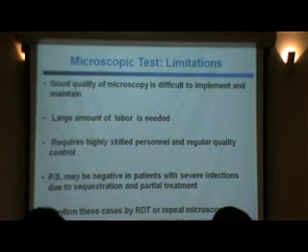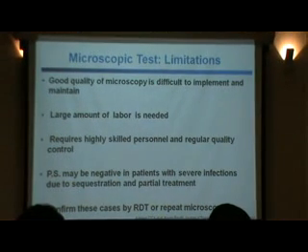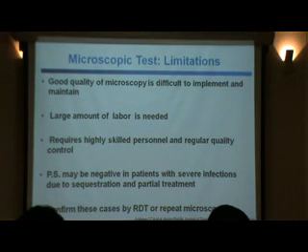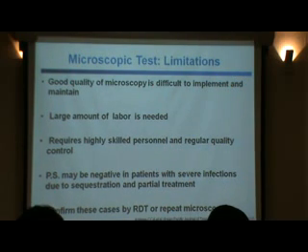Good quality microscopy is difficult to implement and maintain. A large amount of paper is needed. The limitations at the molecular level require highly skilled personnel and regular training courses. As I said, PCR may be needed in patients with severe infections due to sequestration and partial treatment.